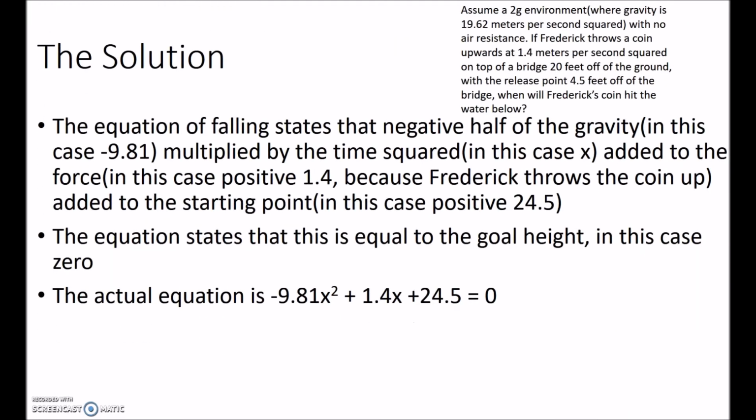To solve this, first, we have to make an equation. The equation of falling states the negative half of the gravity, in this case negative 9.81, multiplied by the time squared, in this case x, added to the force, in this case positive 1.4 because Frederick throws a coin up, added to the starting point, in this case positive 24.5, is equal to the goal height, in this case 0, because we want it to hit the water below the bridge. The actual equation is negative 9.81 x squared plus 1.4x plus 24.5. Now keep in mind that x is the amount of time, which is what we're looking for.